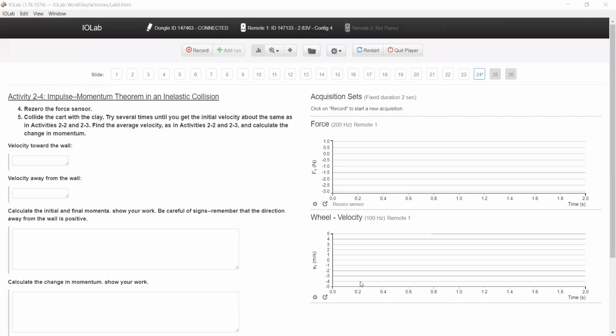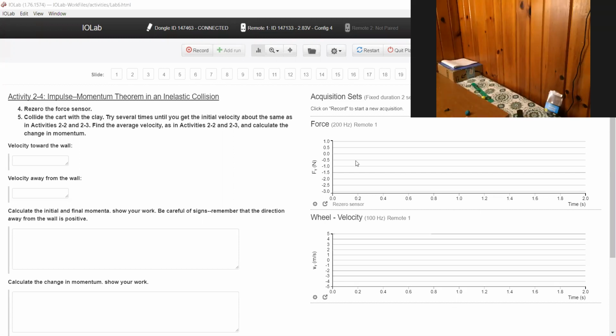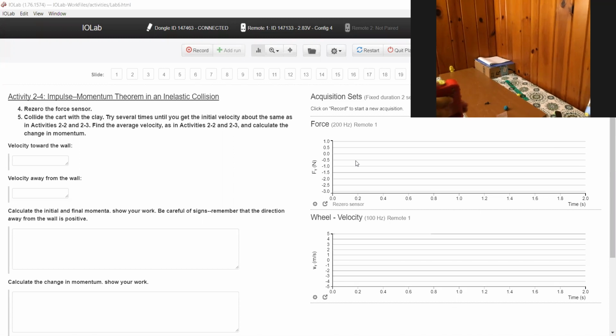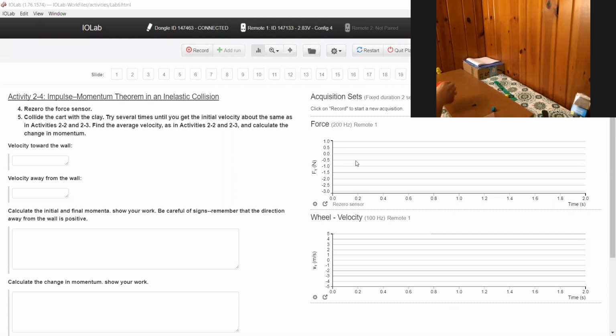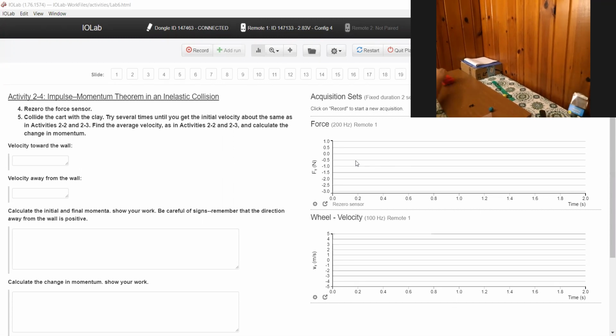If we actually do the experiment, the activity will look something like this. You use the thumbtack in the clay, make it straight, and then you have the clay ball here. The cart collides from here. While recording, the intention is that it will go there, collide, and stick here. Then let me show you the graph.